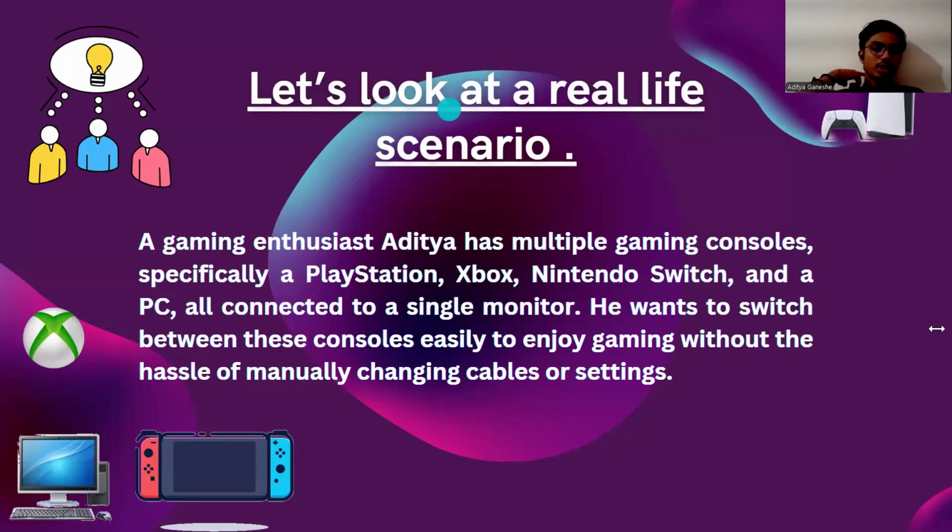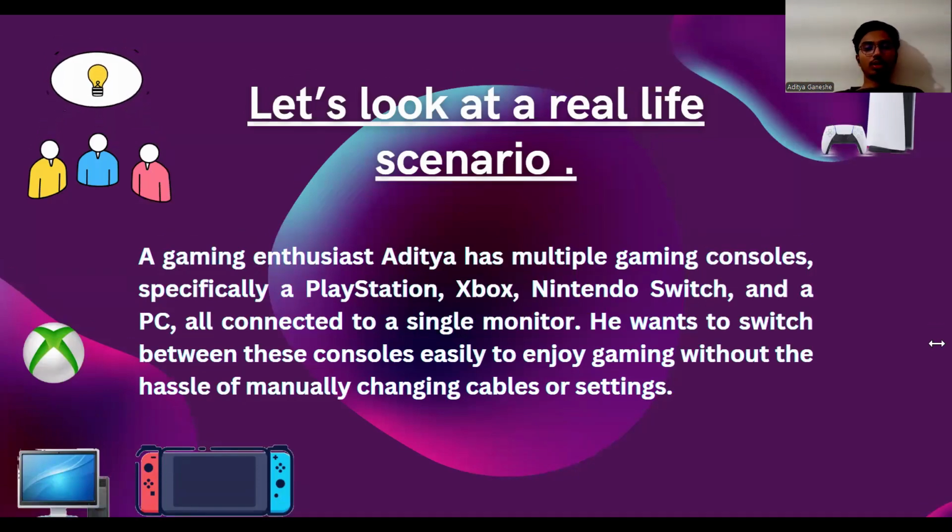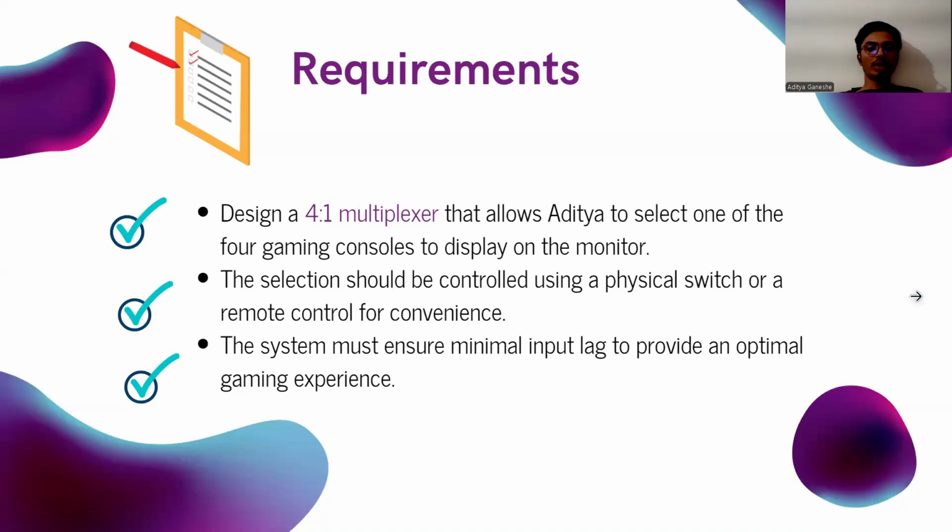So a gaming enthusiast, Aditya, has multiple gaming consoles, specifically a PlayStation, Xbox, Nintendo Switch, and a PC, all connected to a single monitor. He wants to switch between these consoles easily to enjoy gaming without the hassle of manually changing cables or setups. For this purpose, we are required to design a 4 is to 1 mux that allows Aditya to select one of the four gaming consoles to display on the monitor.